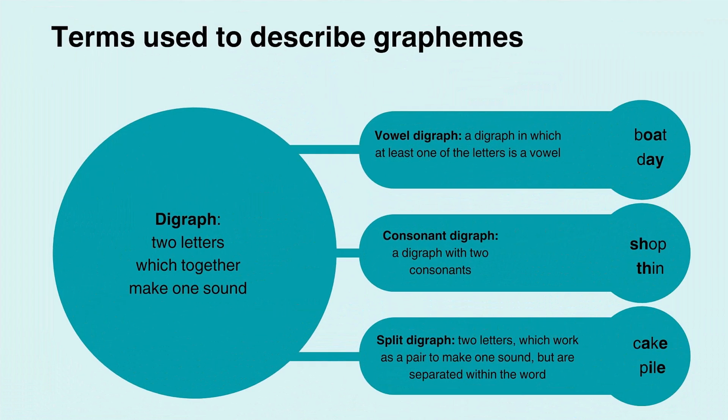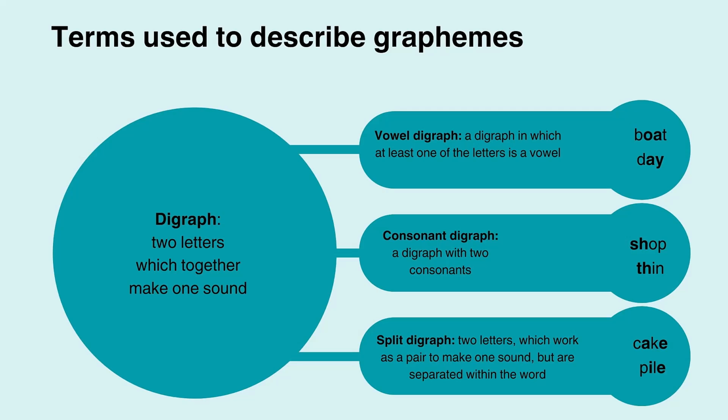We will now explore some terms that are used to describe graphemes. A digraph is when two letters together make one sound. A vowel digraph is when at least one of the letters is a vowel. For example, OA in boat or AY in day. A consonant digraph has two consonants, SH in shop or TH in thin.